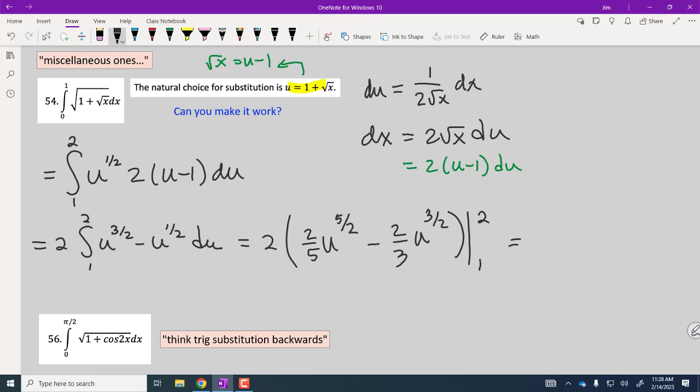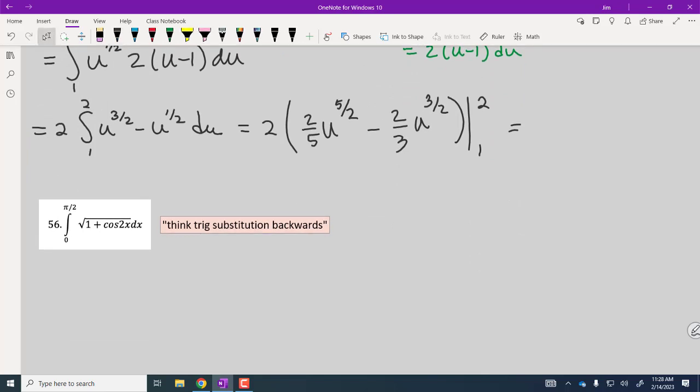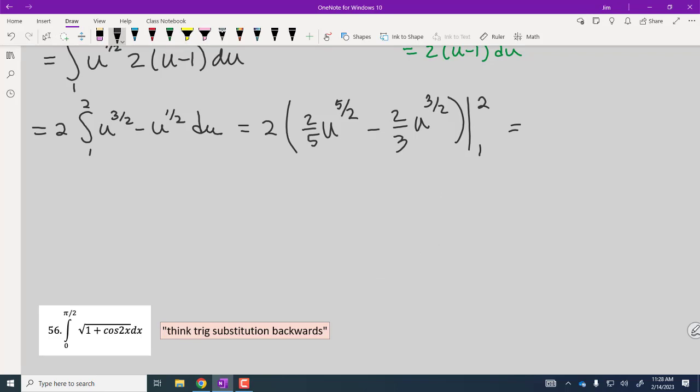Plugging in the 2, let's give ourselves a little space. So plugging in the 2, right there. The denominator makes it a square root of 2, so we have square root of 2, 5 times. Square root of 2 twice is 2. So we're going to have 2 times 2, which is 4, square root of 2. So this is going to be 2/5 times 4 square root 2.